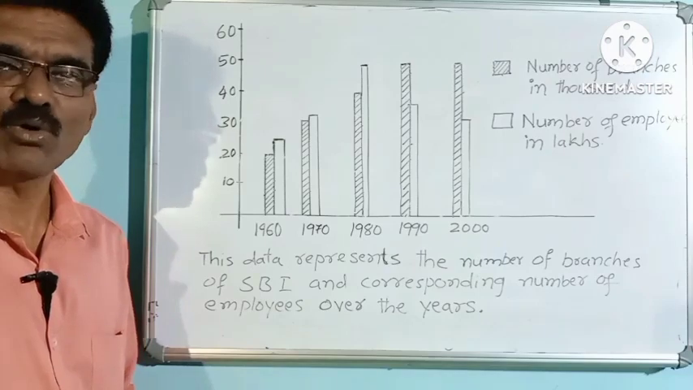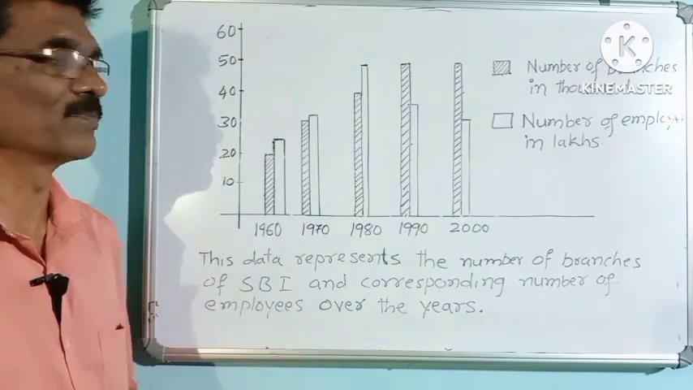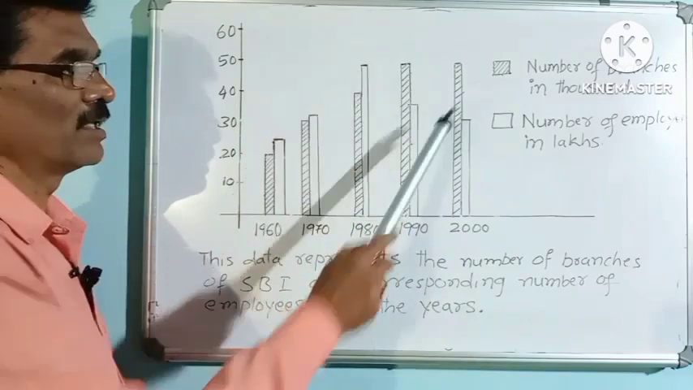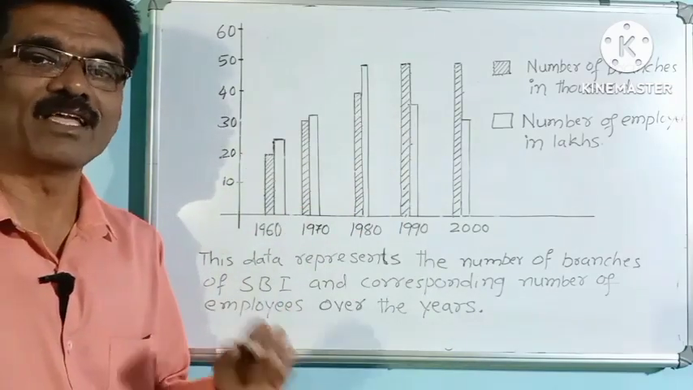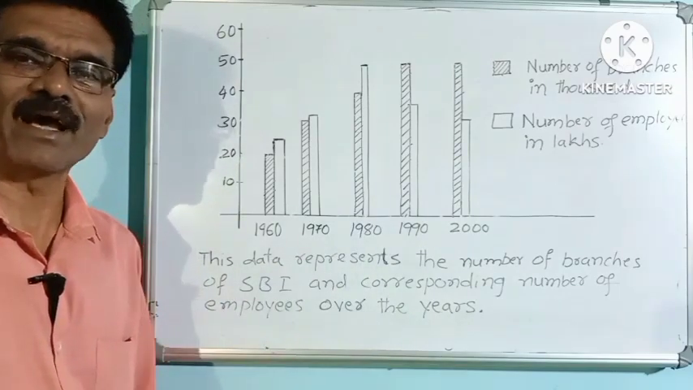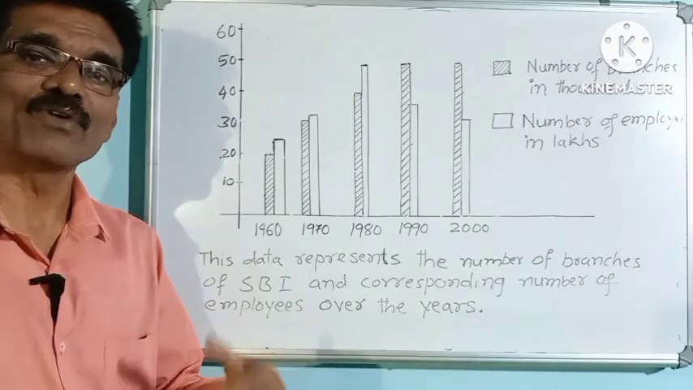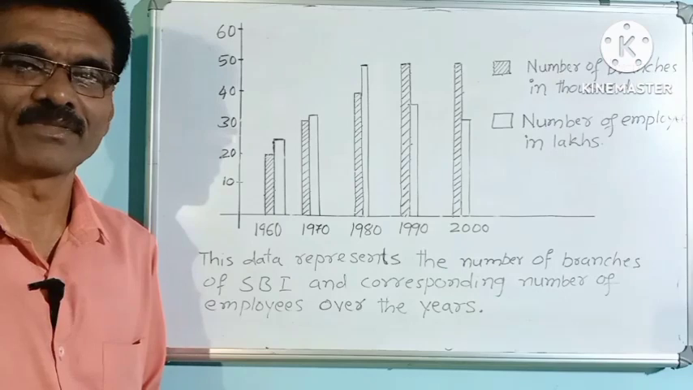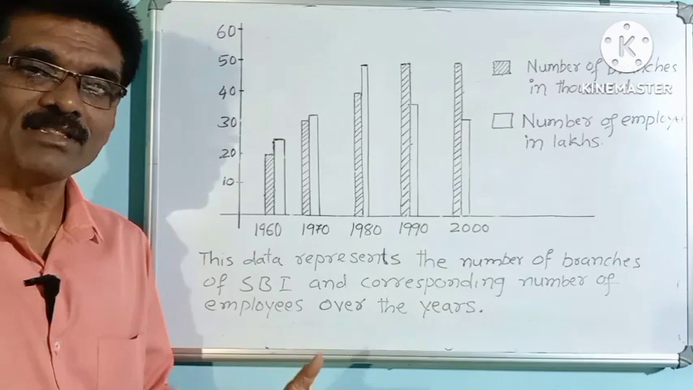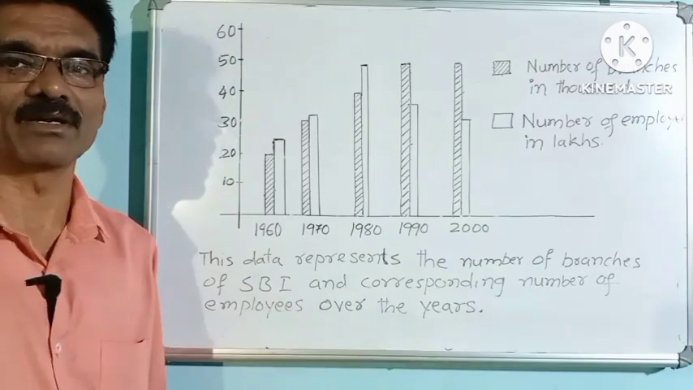That means no more branches are required. That's why the number of branches remained at 50,000. But there is a decline in the number of employees. This is because of the introduction of computers into the SBI branches. A computer can do the work of several people at a time. Therefore, the number of employees required for handling all this work was reduced because of the computer.